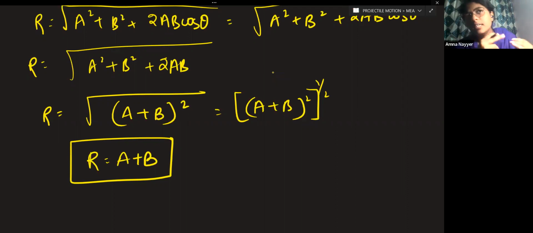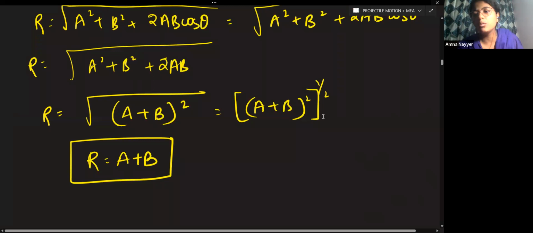So one class is needed for resolution of vectors and then dot product and cross product. After that, you will be having a complete test on vectors. The way you had a test on relative velocity last time, this time the topic is vectors, complete vectors. So start studying it. So the resultant is A plus B.